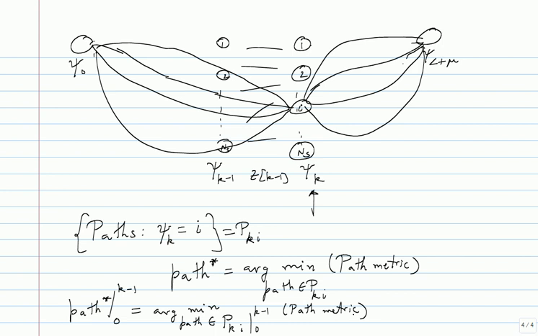In fact, even the other result is true. Path star restricted from k to l plus mu will be the argument of the minimum over paths in pki restricted from k to l plus mu of the path metric. Both of those will have to be true. The reason is, suppose this is not true. Suppose there is some other path here which is actually giving you a partial minimum. What can you do then? You take this path, put it along with the path star restricted from k to l plus mu, then you will get an overall minimum which contradicts path star. And you can do the same for reverse.